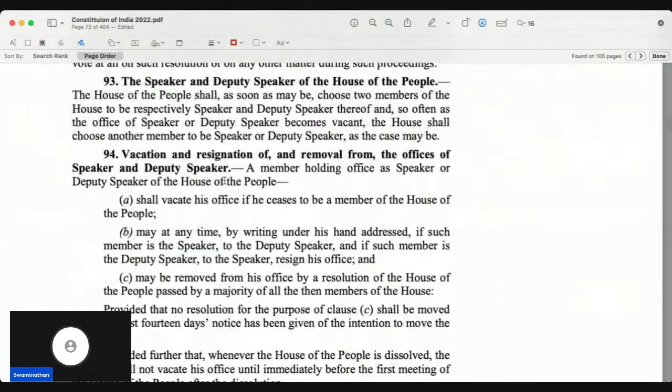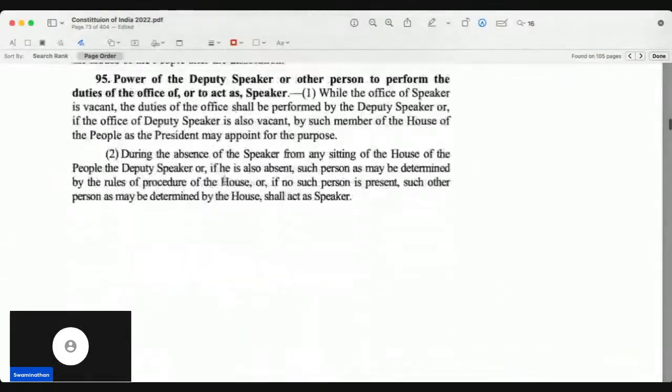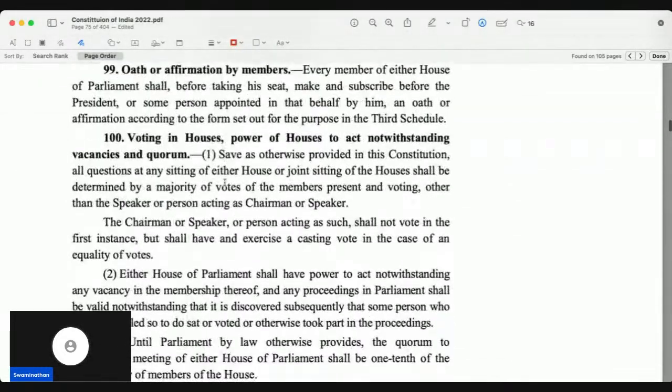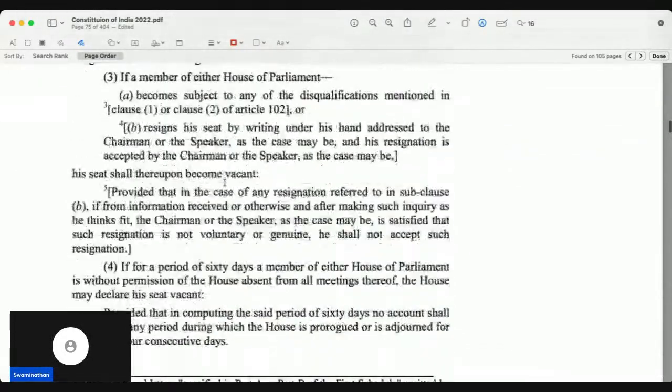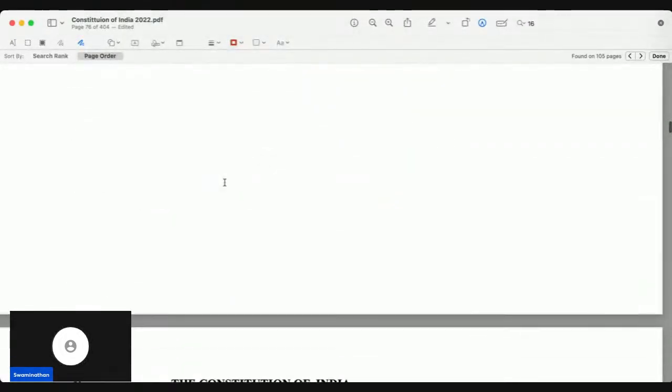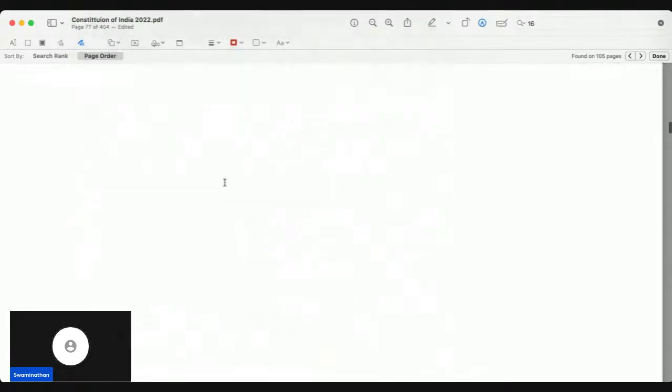Now coming to the procedure which is happening in this parliament. So we'll go to a few technical terms which are there in Article 108 and 110.